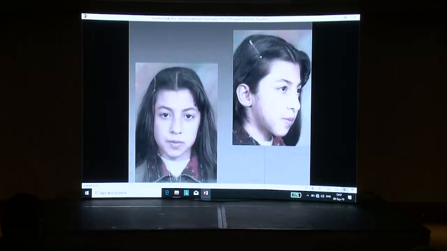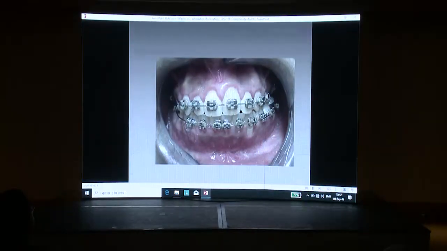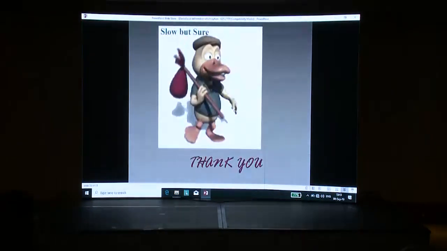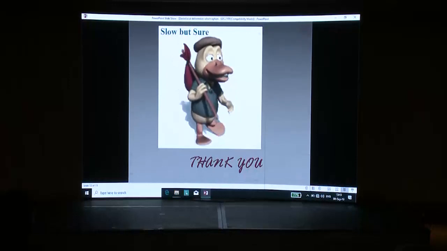Next, please. Yeah, the patient, you see how much the difference between the look of the patient, how they act, the psychology of the patient. Next, please. The self-esteem, the patient's occlusion is very good. Next. So distraction osteogenesis opens new possibilities in maxillofacial surgery for treating patients with severe dentofacial deformity with lower complications than orthognathic surgery. It doesn't replace orthognathic surgery. This has its place and that has its place, with a high degree of success and low degree of relapse.